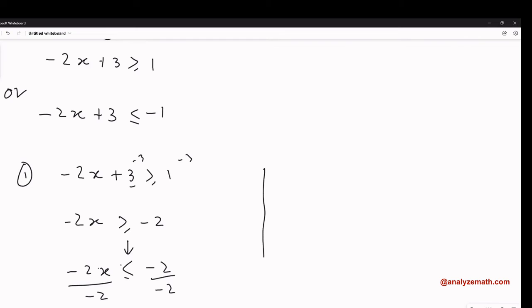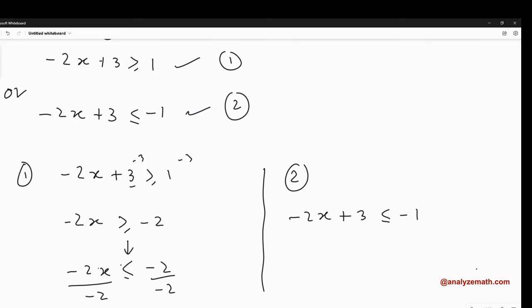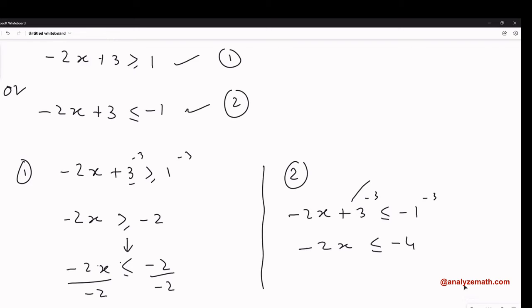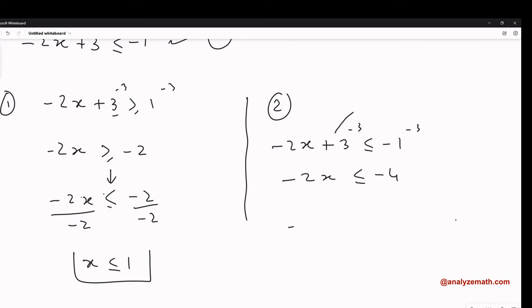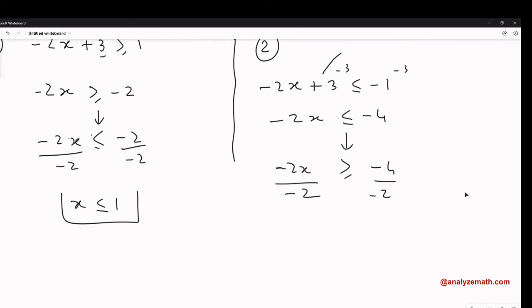We go here to inequality 2. We solve this inequality: negative 2x plus 3 less than or equal to negative 1. Subtracting 3 gives me negative 2x on one side, and less than or equal to negative 4. Divide the two sides by negative 2. Because again I am dividing by negative 2, I need to switch the symbol of inequality, and that gives me x greater than or equal to 2.